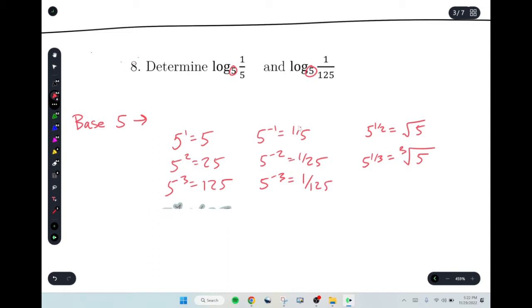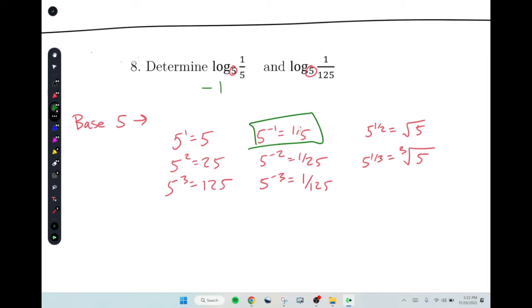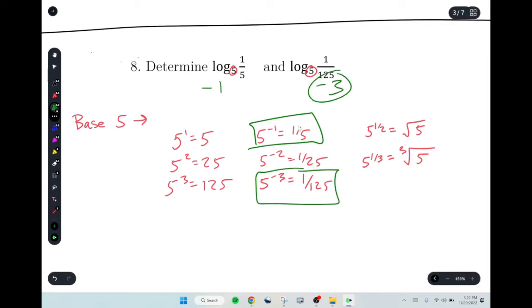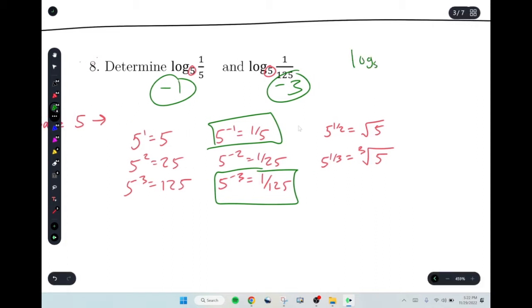Okay, so now the question is, where's your 1/5 at? Boom, boom, boom. There's your answer, -1. Where's your 1 over 125? Boom, boom, boom. There's your answer, -3. You're done. So log base 5 of 5 cancels. It turns into 1. Log base 5 of 5 equals 1. And 5 to the log base 5 of x turns into x.